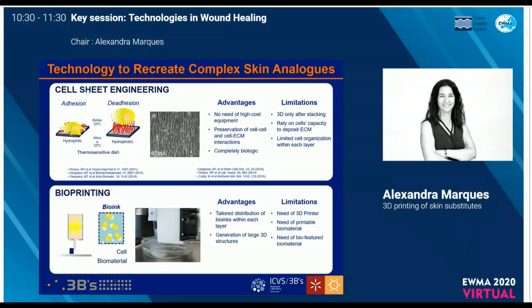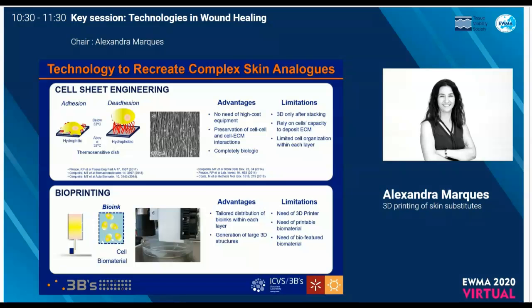So, in opposition to this technology, we have been also using 3D printing, and everybody knows that the major advantage of this technology is to be able to tailor the distribution of the different cells and materials within each layer, to be able also to generate large 3D structures. However, there's still a major limitation in the field regarding 3D bioprinting in particular, that is related with the bioinks that have been developed so far, and that should be tailored to the specificities of the different tissues that we want.